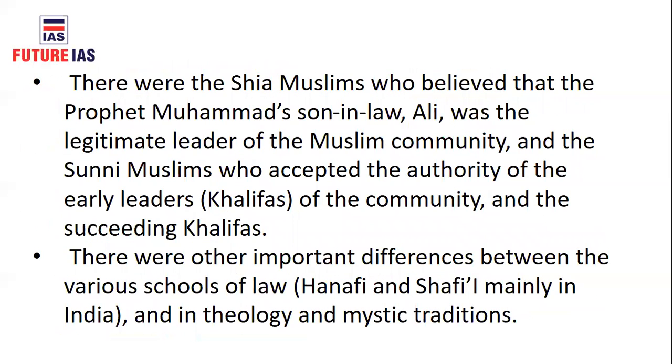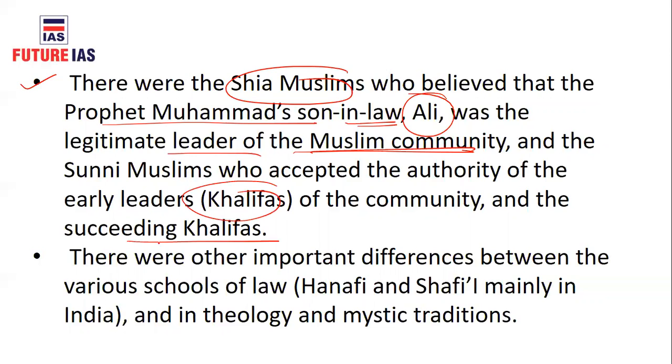And you must also understand, there are two sects in Islam. One is called Sunni, and the second is called Shia. The Shia Muslims believed that the Prophet Muhammad's son-in-law, Ali, was the legitimate leader of the Muslim community. And the Sunni Muslims accepted the authority of the early leaders, who were also known as Khalifas, and started succeeding the Khalifas.